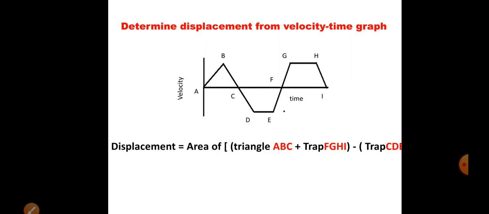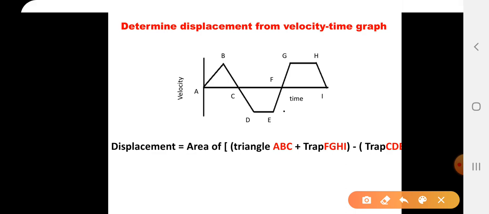Okay. The next one is how to determine the displacement from velocity time graph. As we all know that displacement is nothing but velocity into time, that is velocity is multiplied with time. Then from this graph if you see, the velocity is plotted along y-axis and the time is plotted along x-axis.